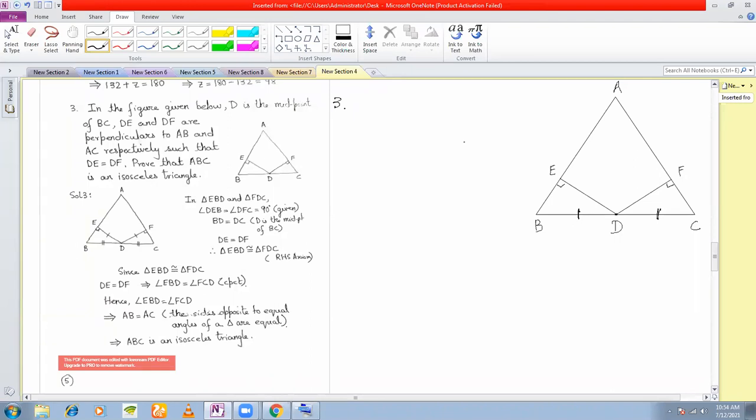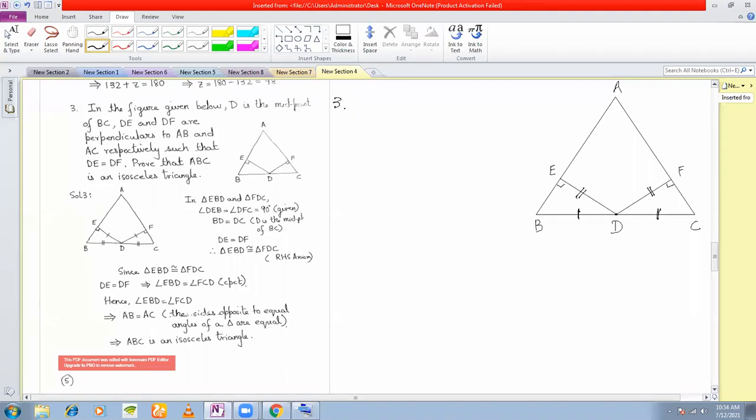DE and DF are perpendiculars on AB and AC. They're already marked here in the figure, such that DE is equal to DF. Also, DE, this length, is given to be equal to this length. So we mark it such that DE is equal to DF.